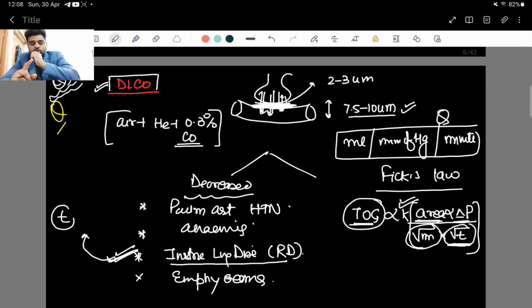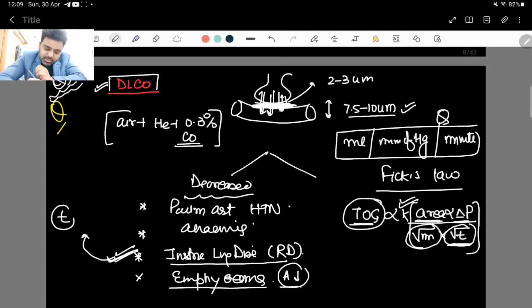And the cause, I have told you, is that in intrinsic lung disease, the thickness of the alveolar capillary membrane increases. Now in emphysema, what happens? The area decreases. Although there is enlargement, the effective area decreases. In Fick's law, the area that is mentioned is the effective area. So this effective area is decreased, so there is a decrease.